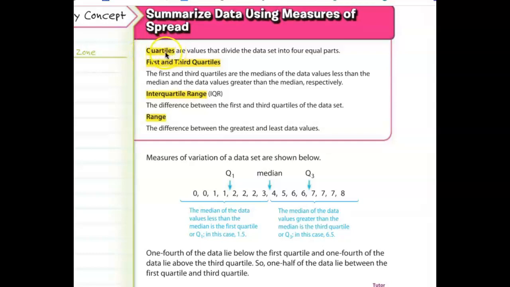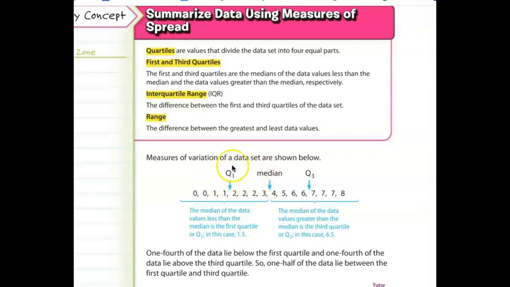The important words that we're going to learn today are quartiles, first and third quartiles, interquartile range, and then simply range. And you can see here's an example of several data points. Some of the data points repeat themselves, some of them do not. We've already talked about what the word median means.